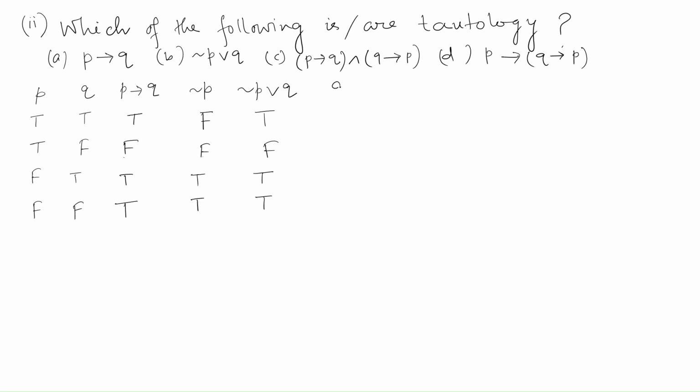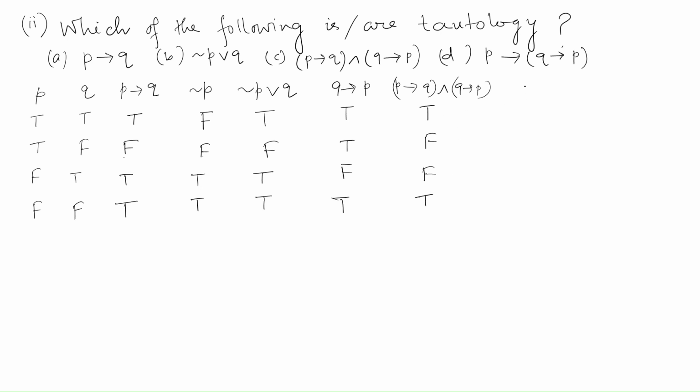Now let us find Q imply P. T, T, T, F, T, T, T, F, F, F, F, T. Now let us find P imply Q and Q imply P. T, T, T, F, T, F, T, F, F, T, T, T. Option C is also not a tautology because all of them are not true.